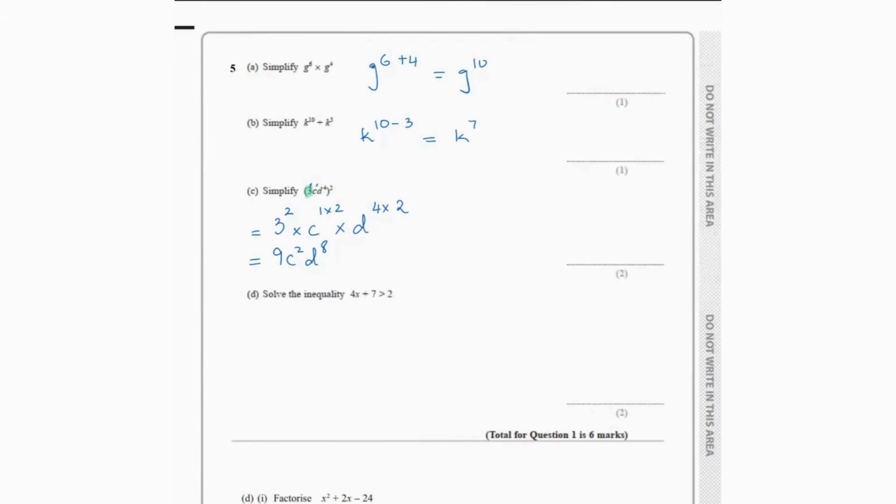We're not adding them. And don't make the mistake of doing 3 times 2. It's not 3 times 2. It's 3 squared. Please make sure that you don't mess this up. Then you can get to solving an inequality.